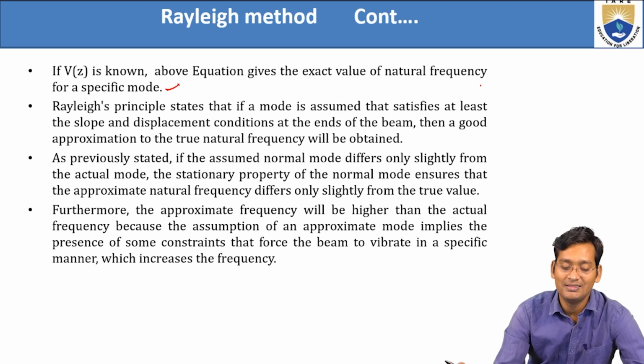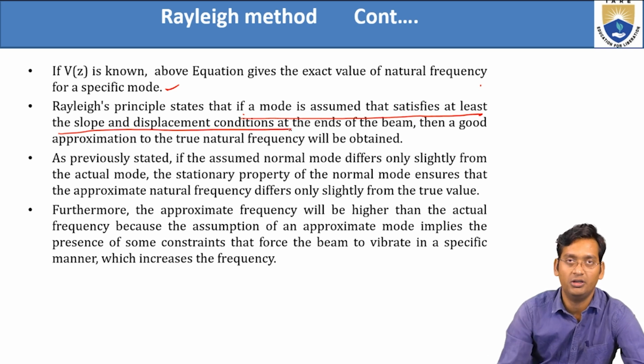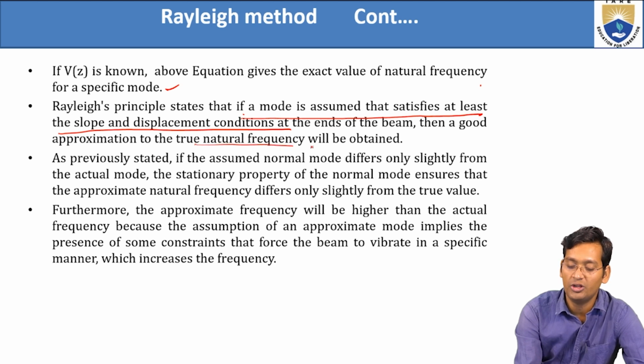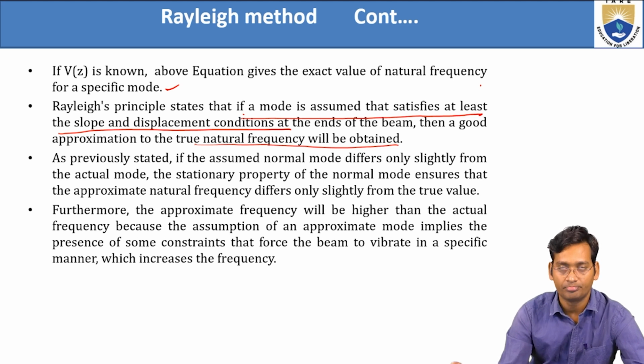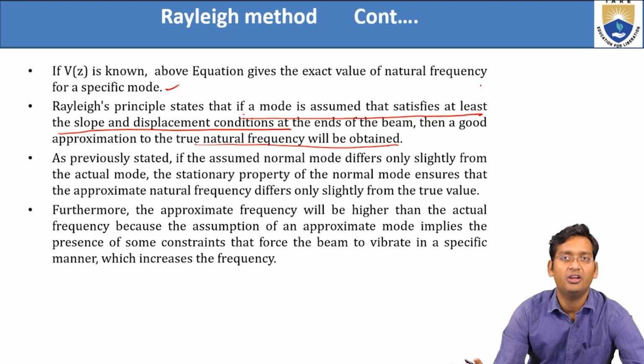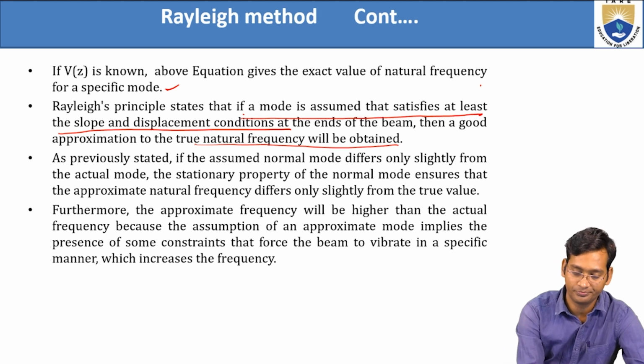Rayleigh's principle states that if a mode is assumed that satisfies at least the slope and displacement condition at the ends of the beam. So at the ends of the beam, whatever the slope and the displacement are, if that is satisfied, then a good approximation to the true natural frequency will be obtained. Means if slope and displacement at both ends of the beam are satisfied, then we will get a good approximate result, or you can say the true natural frequency we can obtain.